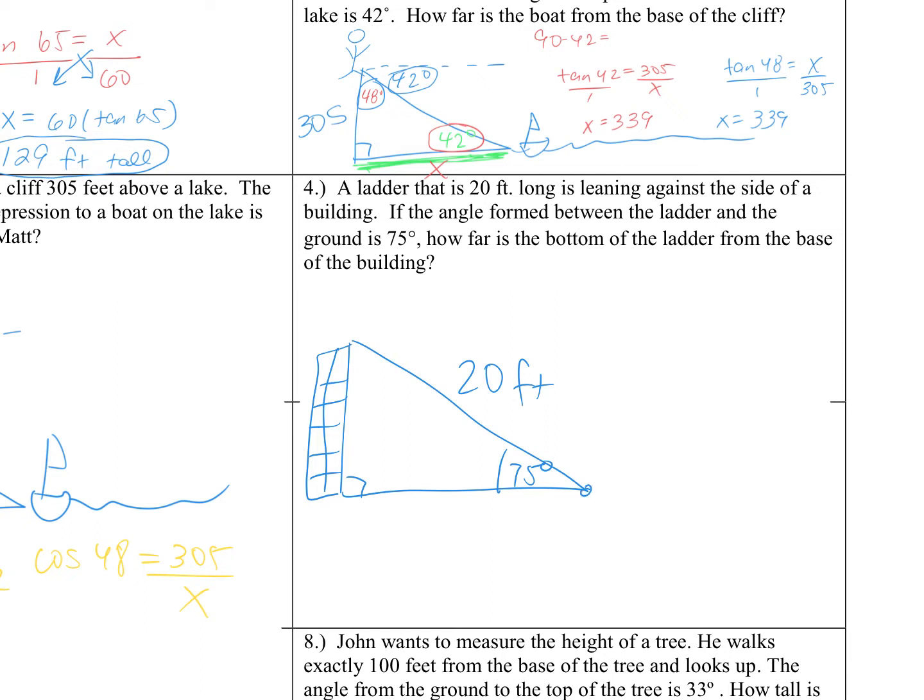Think about it. Here's the bottom of the ladder. Here's the base of the building. What am I looking for? The vertical or the horizontal? The horizontal. What trig function would you use? Cosine. Good. If I just gave you that triangle, you guys would all do it in 2 seconds. It's a matter of figuring out what goes where.